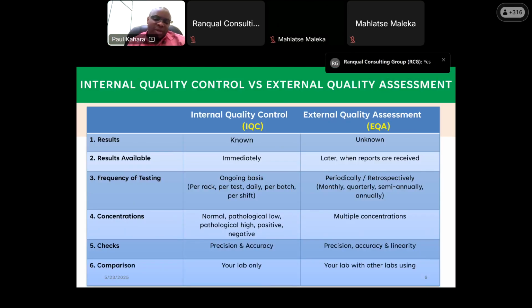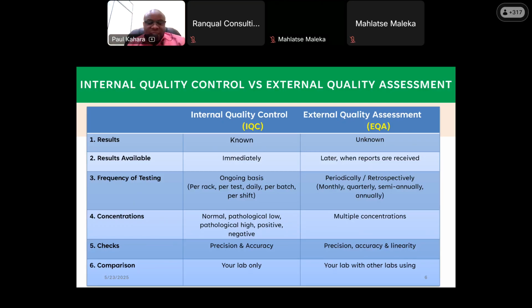In fact, for some of us who may be aware of monitoring and evaluation concepts, I would quickly say that IQC is more of a monitoring measure, while EQA is more of an evaluation measure, because you do it later, you do it periodically, not all the time.